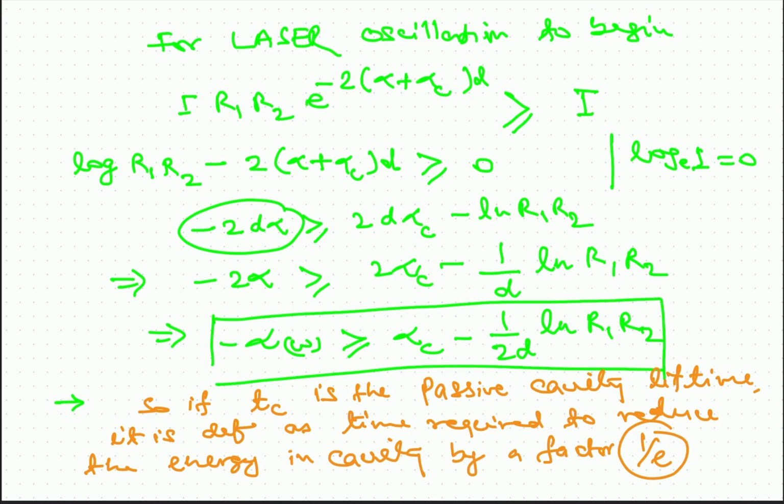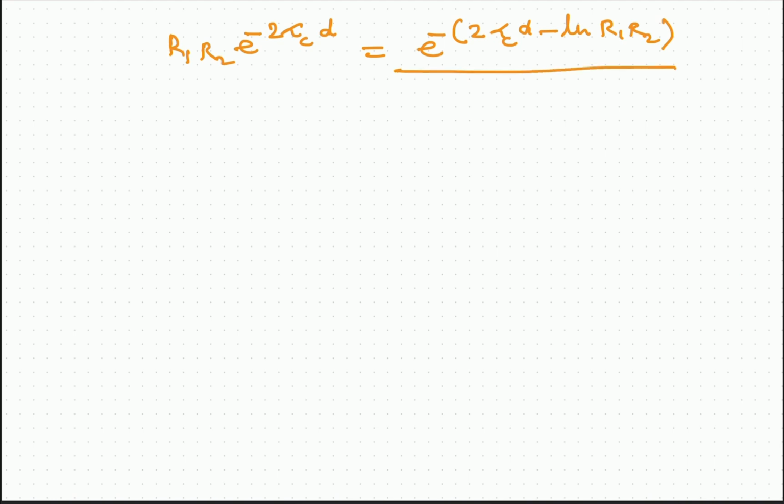In the absence of amplification by the medium, the intensity at a point reduces by a factor R1 R2 e to the power minus 2 alpha c d. That is given by e to the power minus 2 alpha c d minus log R1 R2, in a time corresponding to one round trip time. So this is the amount by which the intensity or energy reduces in a complete round trip in the absence of any amplification by the medium.